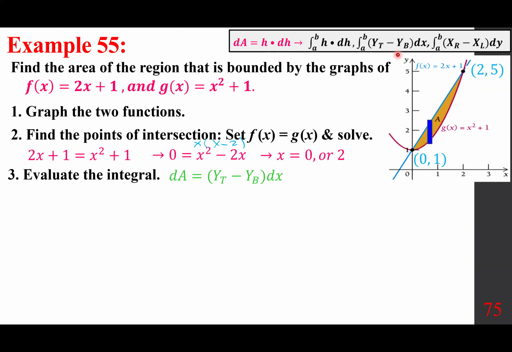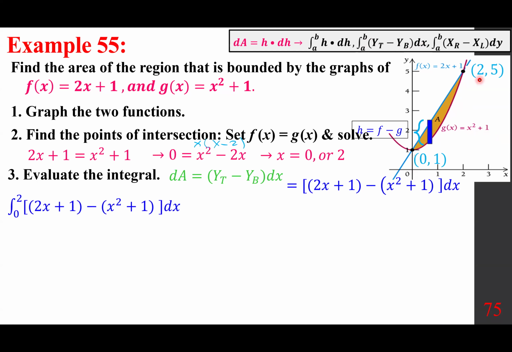And the top is the function that is 2x plus 1, and the bottom is the function that is x squared plus 1. So we are going to write (2x plus 1) minus (x squared plus 1), and then dx. That's dA. And to evaluate the integral from a to b of y of top minus y of the bottom dx, we write this, and we are talking about x from 0 to 2.